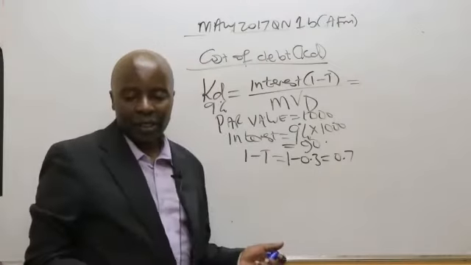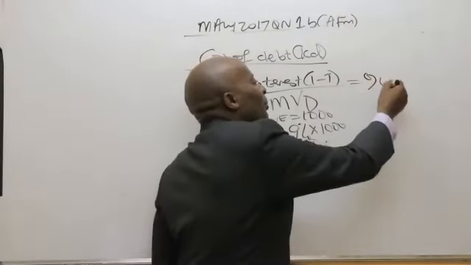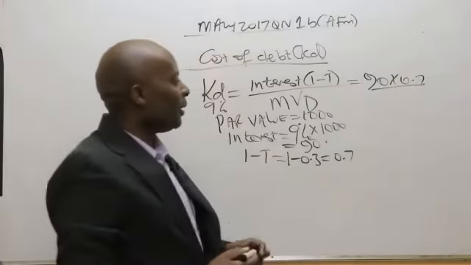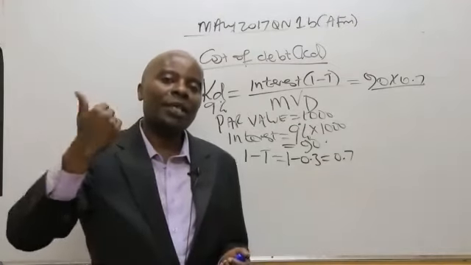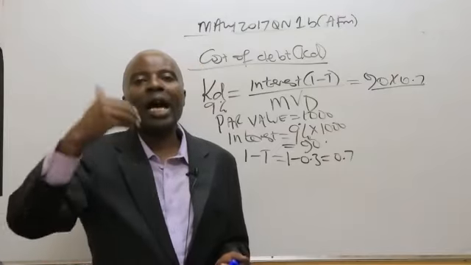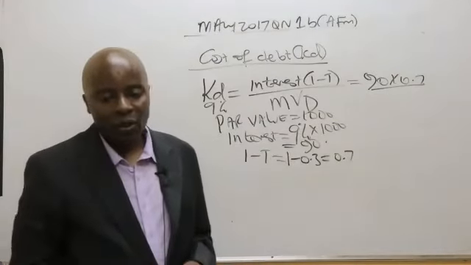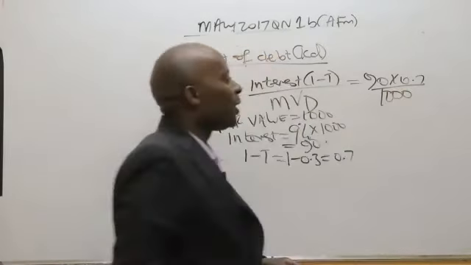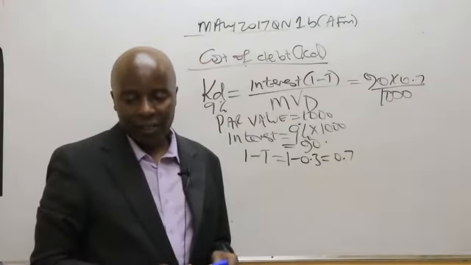Go ahead, ladies and gentlemen, and give us the interest. The interest that we have here is 90 multiplied by 0.7, and then everything will be divided by the market value of the debt instrument. Whenever our examiner is silent about the market value of the debt instrument, we always assume that the debt instrument will sell at par. So the par value becomes our market value, which is 1,000. So we'll have 90 times 0.7 divided by 1,000.